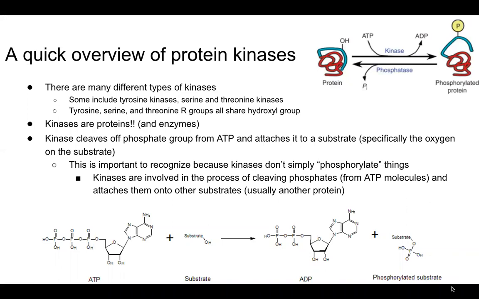So kinases are proteins and sometimes enzymes. They usually cleave off phosphate groups from ATP and attach them to a substrate, specifically the oxygen in the substrate. This is important because kinases don't just phosphorylate things. They're involved in the process of cleaving the phosphates and attaching them to other substrates, which is usually another protein.